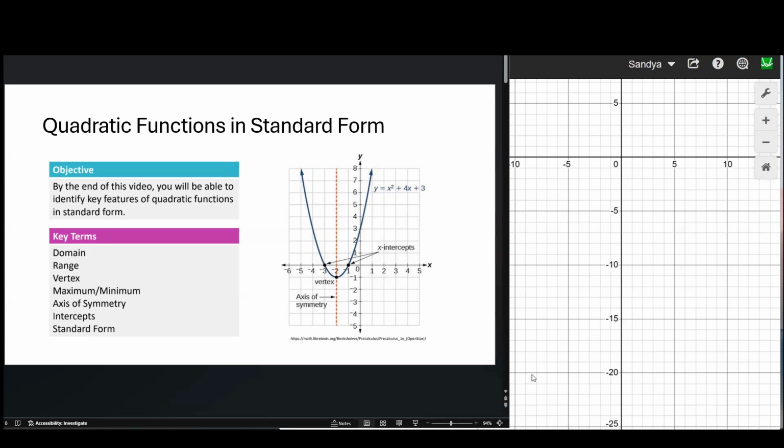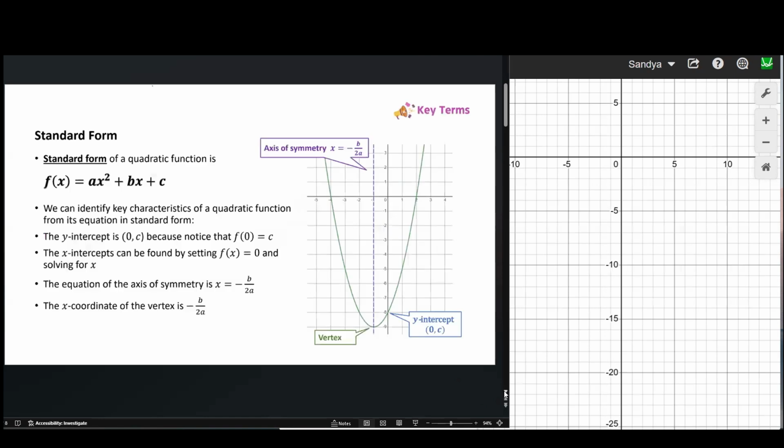In this video, we're going to talk about how to identify key features of quadratic functions in standard form. So standard form of a quadratic function is f of x equals ax squared plus bx plus c. We can identify key characteristics of a quadratic function from its equation in standard form.